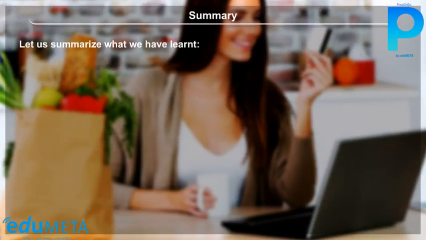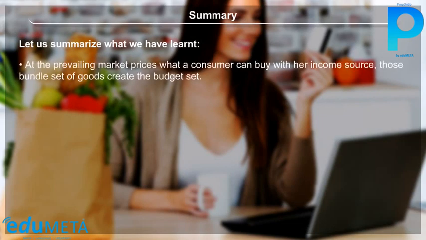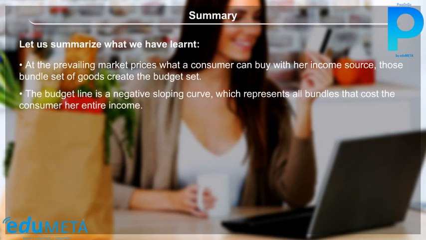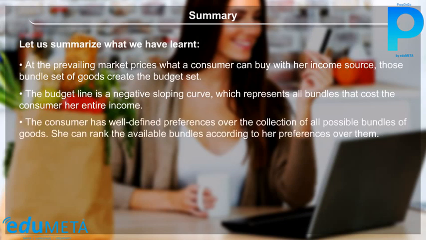Summary. Let us summarize what we have learned. At the prevailing market prices, what a consumer can buy with her income, that bundled set of goods creates the budget set. The budget line is a negative sloping line, which represents all bundles that cost the consumer her entire income. The consumer has well-defined preferences over the collection of all possible bundles of goods. She can rank the available bundles according to her preferences.